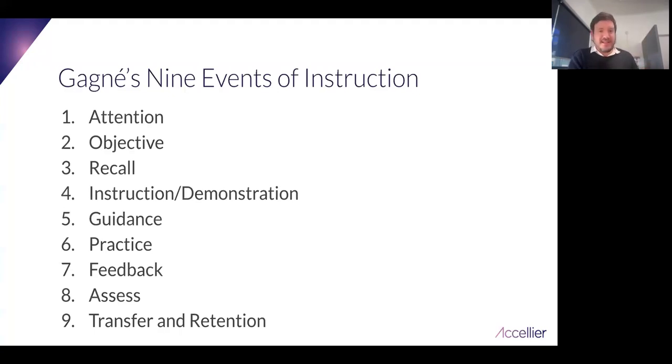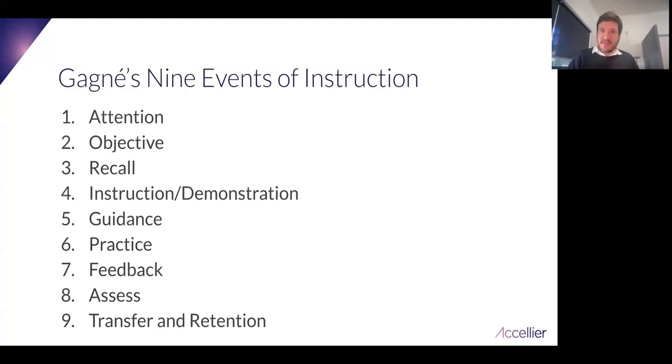So the 9 events are attention, and I'll go into more detail in these. So gaining attention, stating the objective, eliciting recall of prior knowledge, then step 4, presenting your information, so your instruction and your demonstration. Then there's the things that you use for guidance. This can include scaffolding, any of those supports and tools that you put into place to help learners understand things a little bit better.